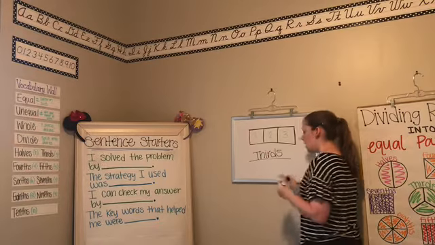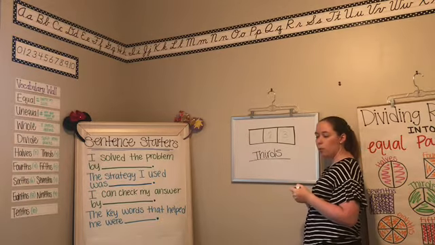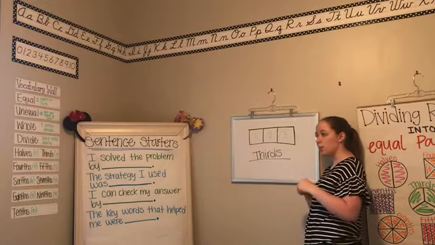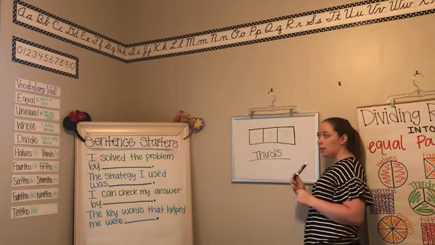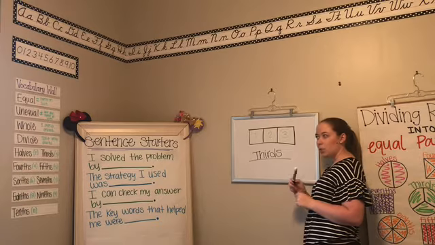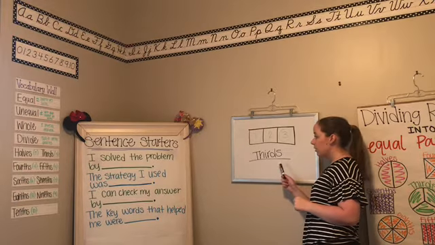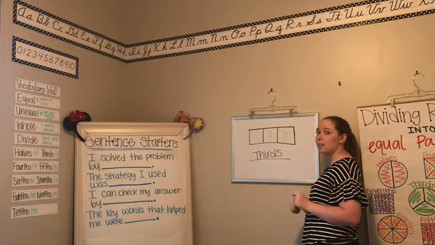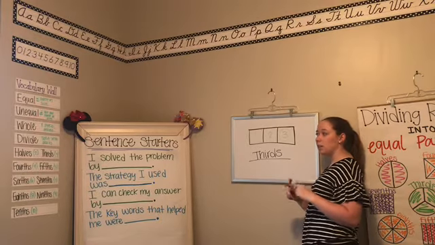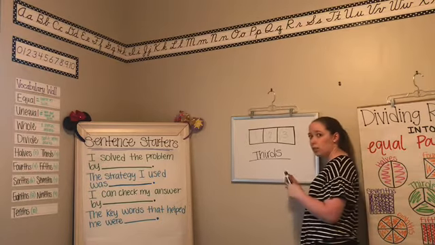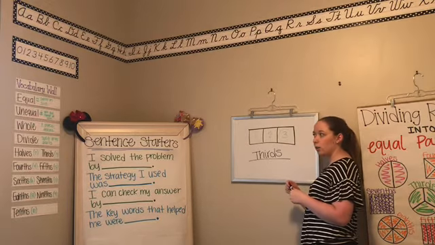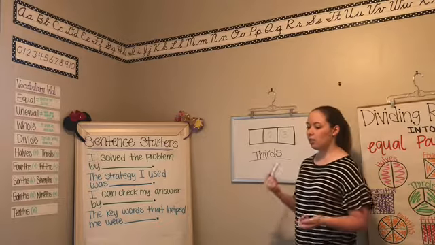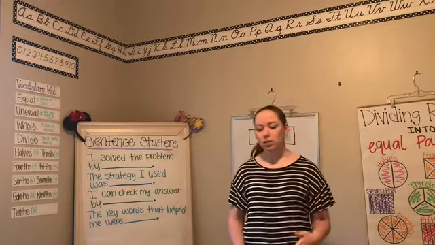So thirds is a little different than fourths, fifths, sixths, and so on, because it doesn't end with the THS. And I'm not exactly sure why that is, but for thirds and halves, they are spelled differently than those other ones. So you're not going to do halfths or thirdths. It's going to be halves and thirds, fourths, fifths, and so on.